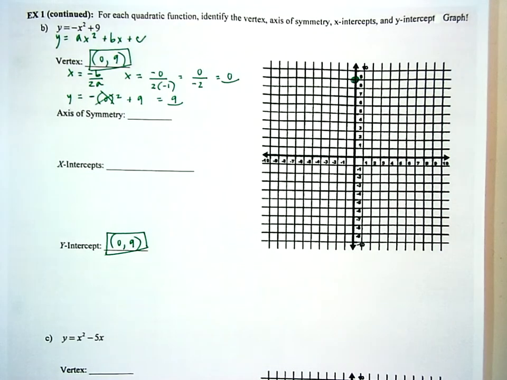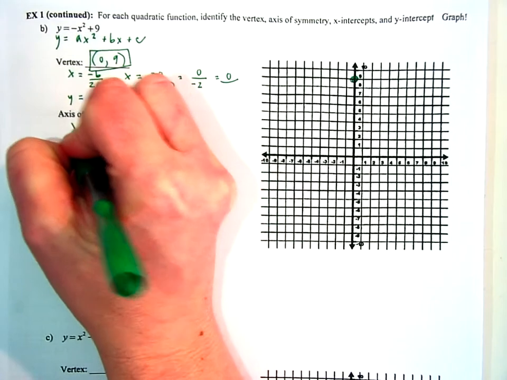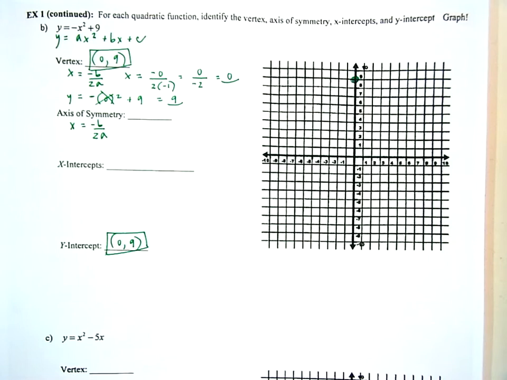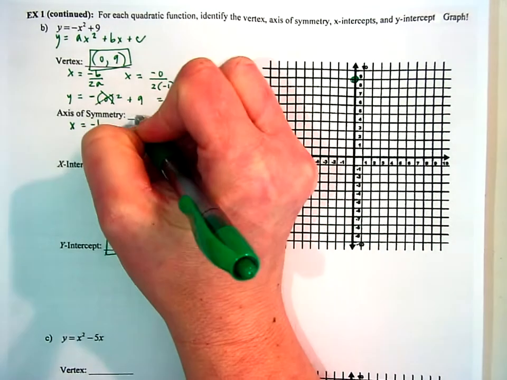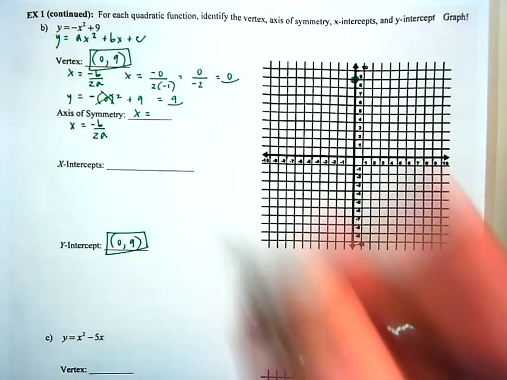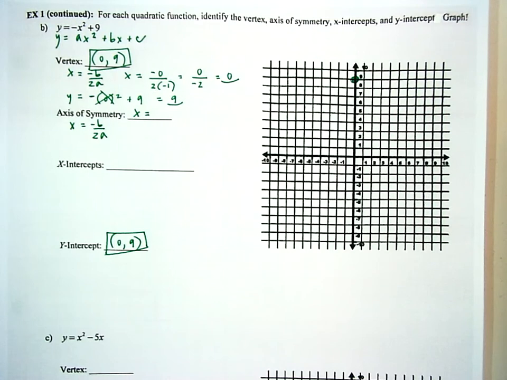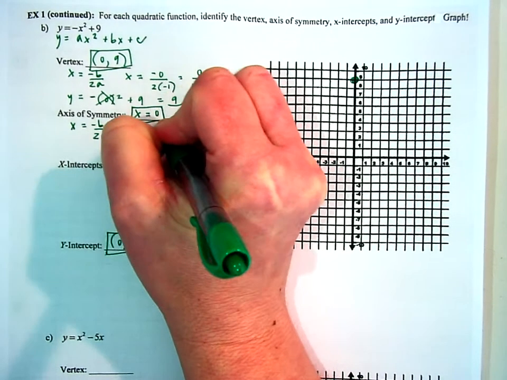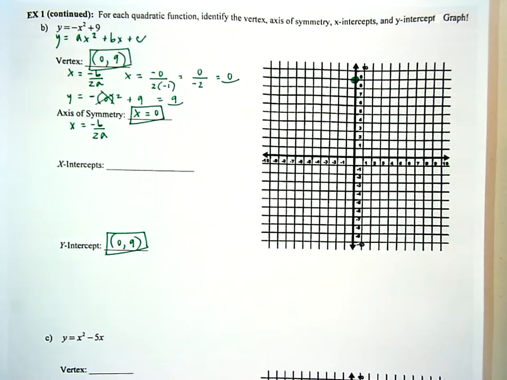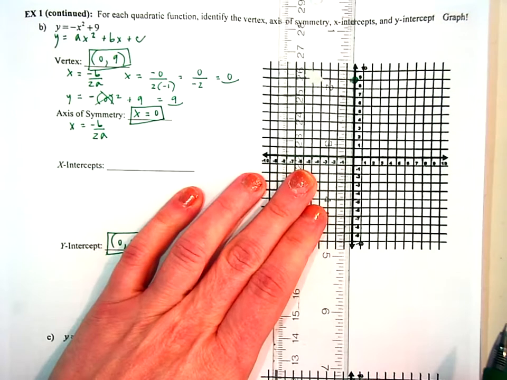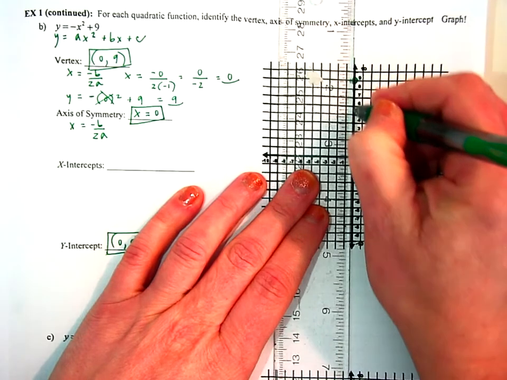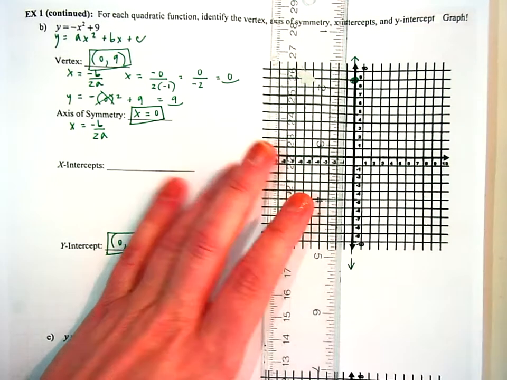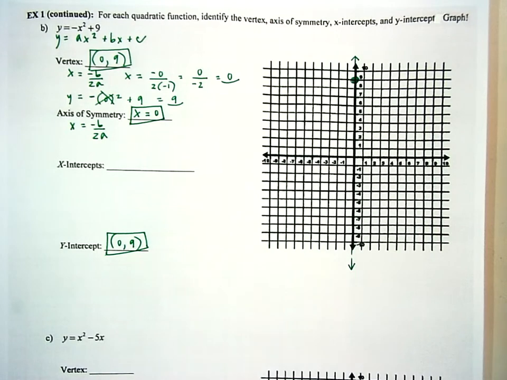Okay, my axis of symmetry, remember it's just x equals -b over 2a. It is an equation for a line, a vertical line, so it's always x equals a constant, and it's always the same x value as the vertex. So x equals 0. Okay, I'm going to take my ruler and draw in my line of symmetry. So there we go, that's my mirror line, my axis of symmetry.